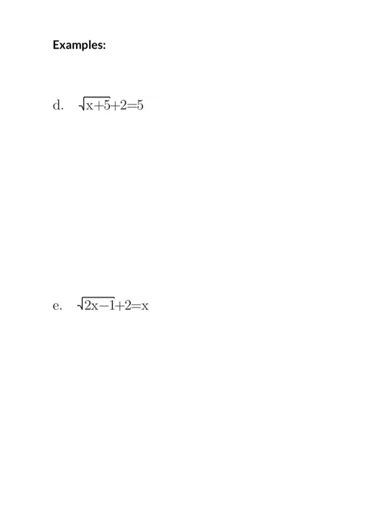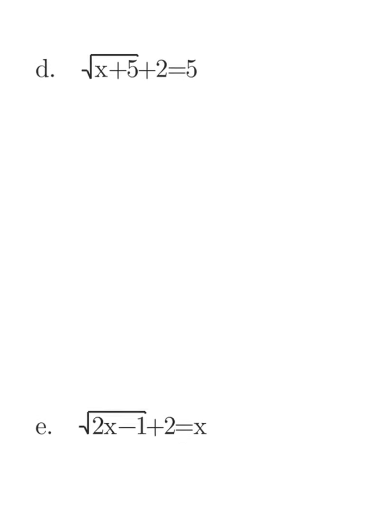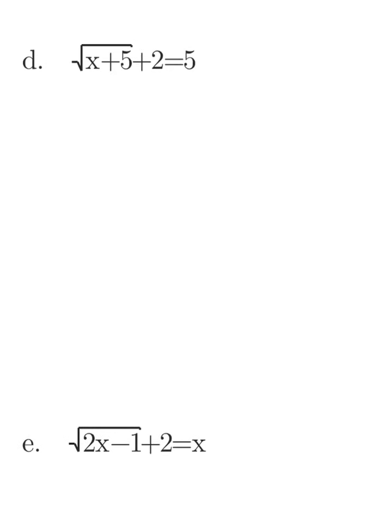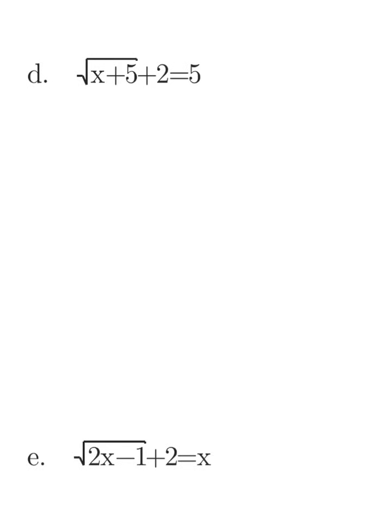Okay, let's look at a couple more examples. Let's look at example D. We have the square root of x plus 5, plus 2, equals 5. First thing I want to do is move anything that is outside my square root to the other side. So I'm going to subtract 2 from both sides. We get the square root of x plus 5 equals 3.